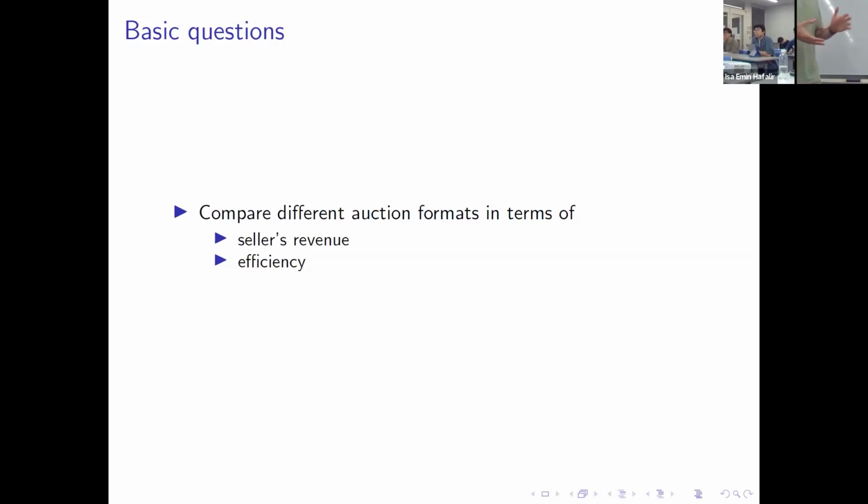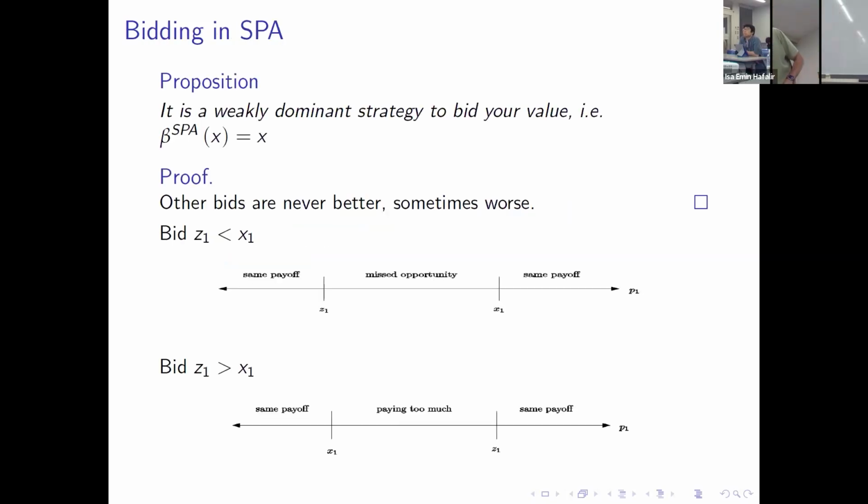Of course, there are other measures we can think about, like for instance, which auctions perform better under collusion, or coalition deviations, and other things, but revenue and efficiency are the most standard ones that are considered. All right. So let's start with the second price auction.